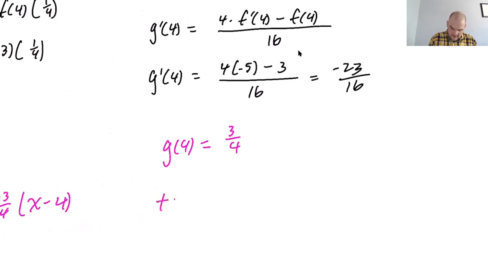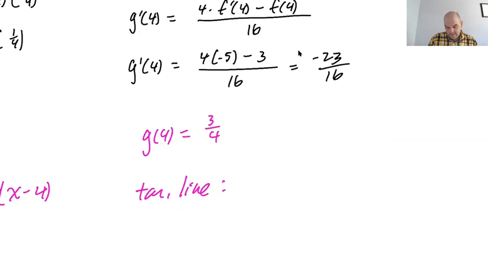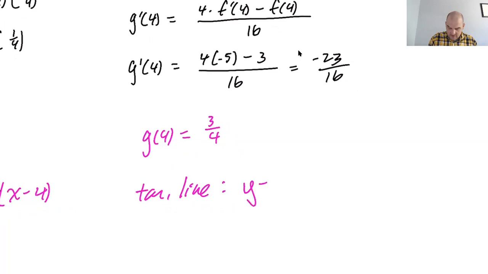So then the tangent line, so this was not a part of the question, but you should always be thinking of these things, like what more could I be asked to do? Writing a tangent line is always something you could be asked to do. y minus 3/4 equals negative 23/16 times x minus 4.